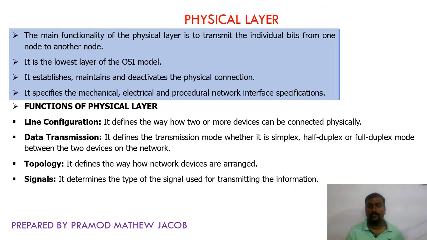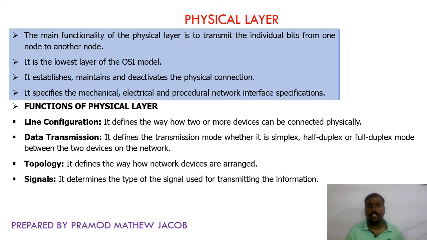Physical connection means we connect two devices using wired connection or even through wireless connection. In wired connection, we may use telephone lines or optical fiber cable to connect two devices to the network. Next is data transmission. It defines the transmission mode to be carried out during the communication, like whether we have to use simplex, half duplex, or full duplex mode between the two devices on the network. And the next is the topology. We have learned different types of topology like bus topology, ring topology, star topology, tree topology, etc. So the physical layer defines the way how network devices are to be arranged physically in real time.